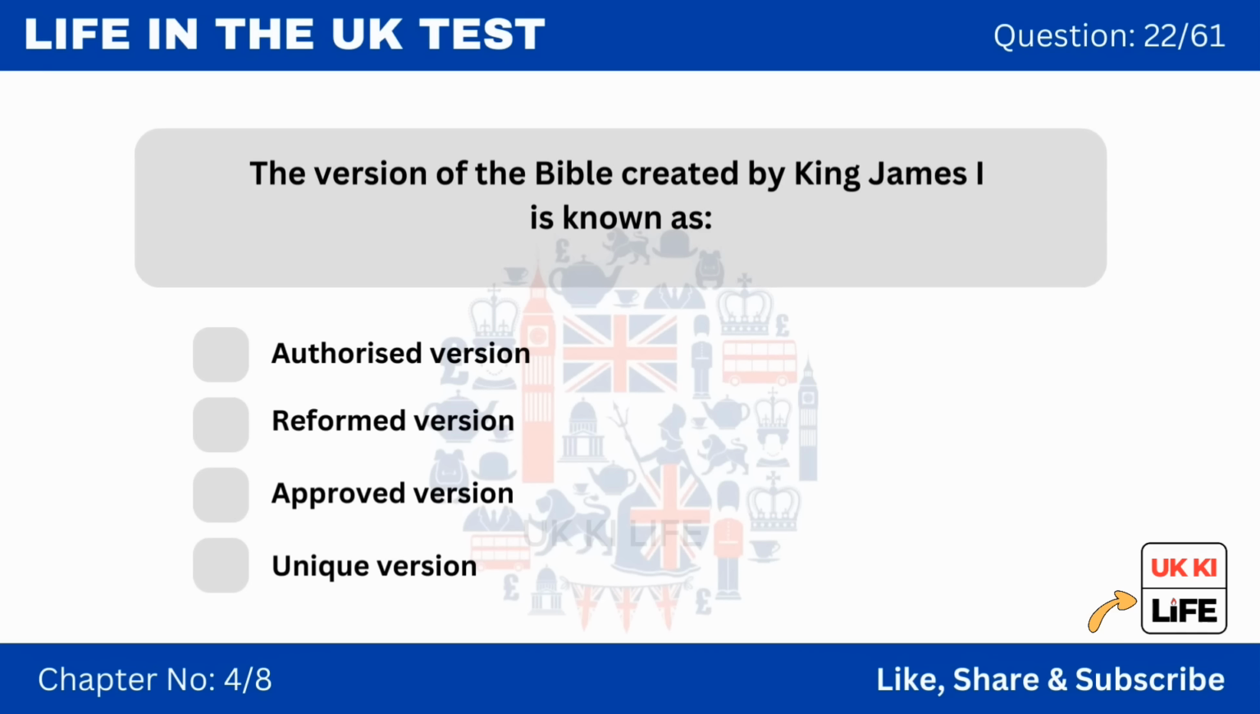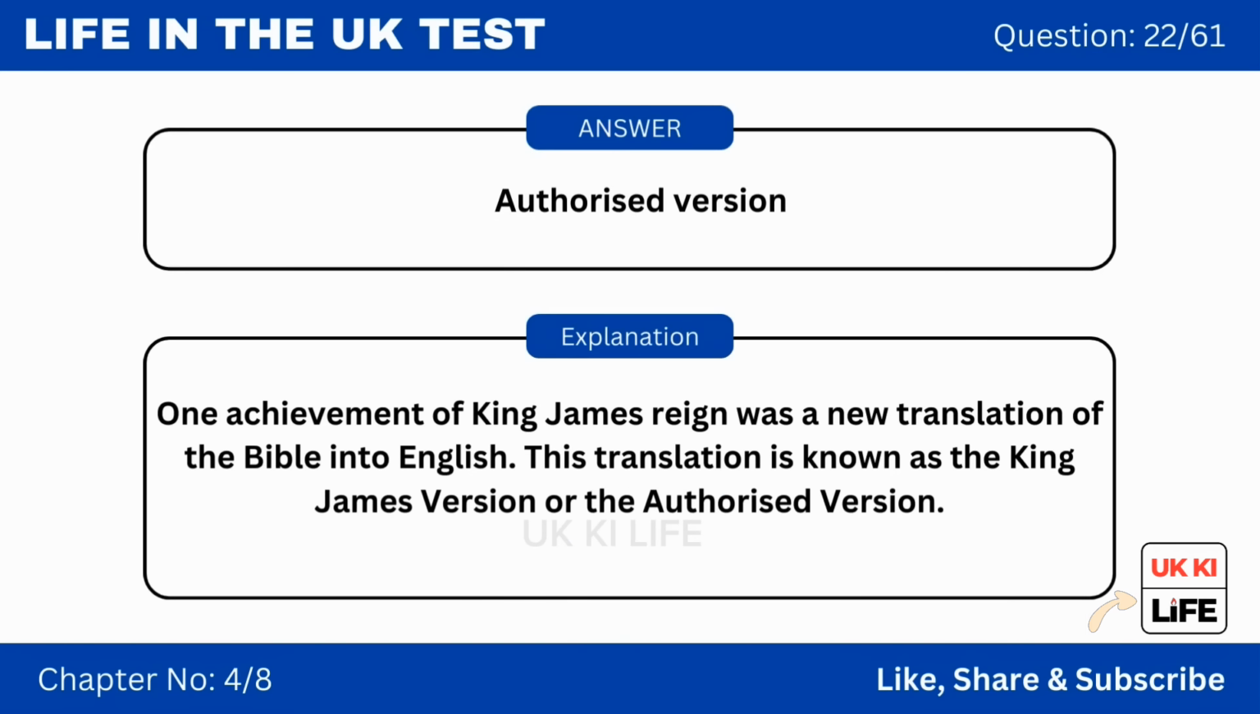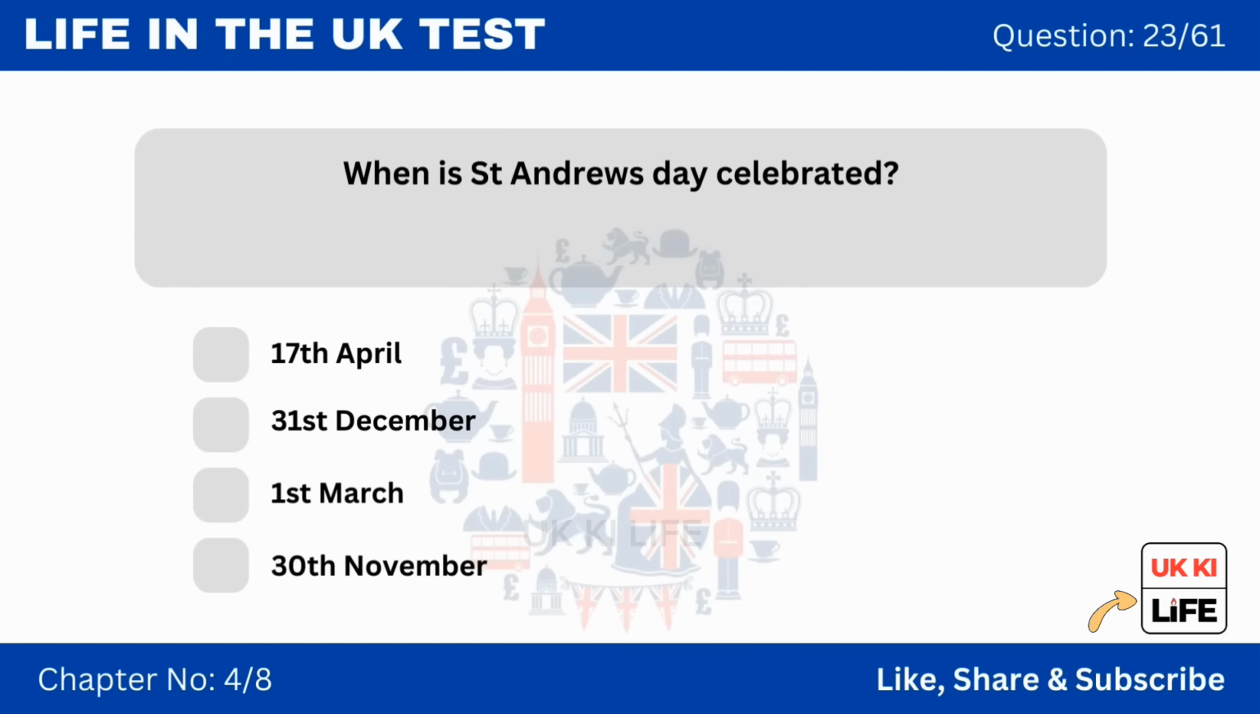The correct option is A. Explanation. One achievement of King James' reign was a new translation of the Bible into English. This translation is known as the King James Version or the Authorized Version. Question 23. When is St. Andrew's Day celebrated? The 17th of April, the 31st of December, the 1st of March, the 30th of November.